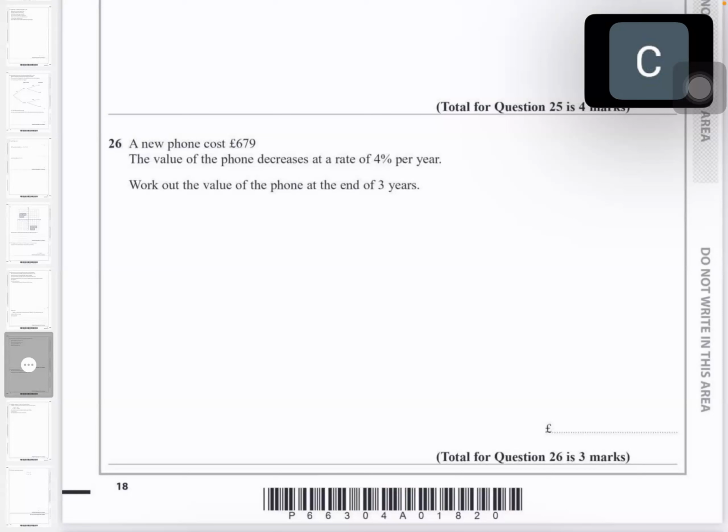All right. Then finally, year 3. Year 3 is going to be 625.11 times 0.04 again. What would that give you? 25.44. Okay. Finally, let's subtract 25.44 from 625.11.